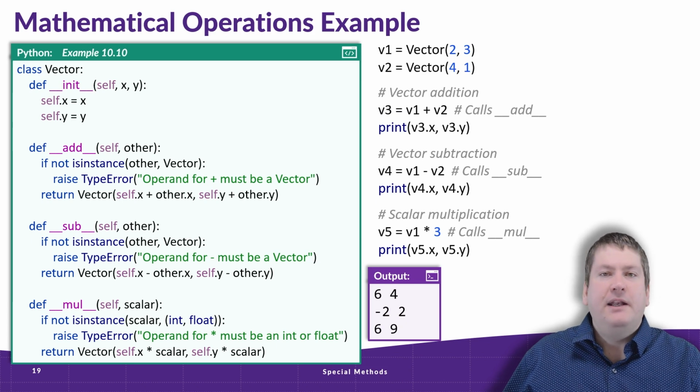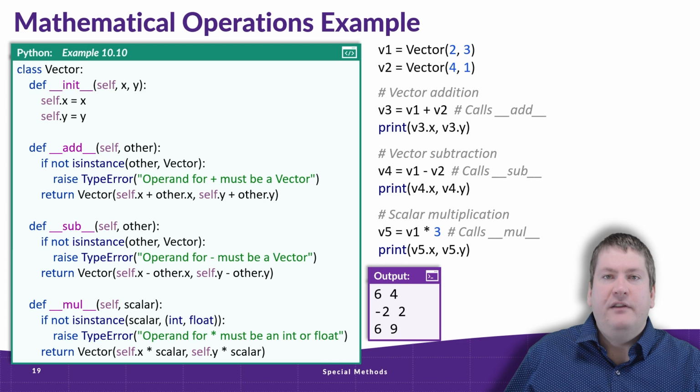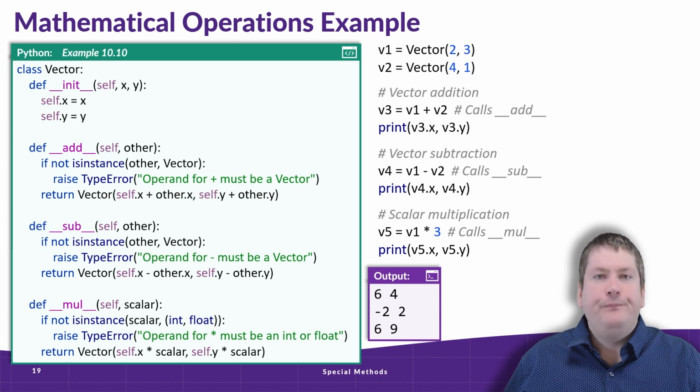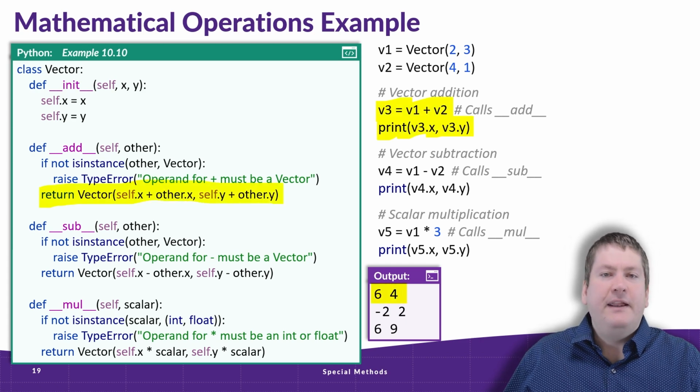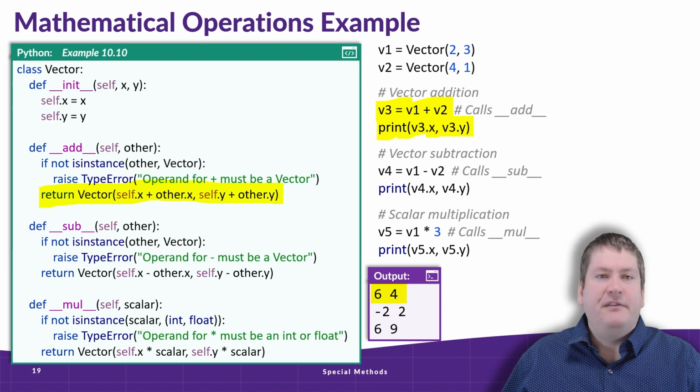And you can see we've updated the code that's using this class to call a few different operations on instances of vector. The first output we can see here is 6, 4. And this is being caused by adding vector 1 and vector 2. So in this case, vector 1 is on the left, so that means we're calling this special method on vector 1, and it's being passed the argument of vector 2. They're both vectors, so it passes our check.